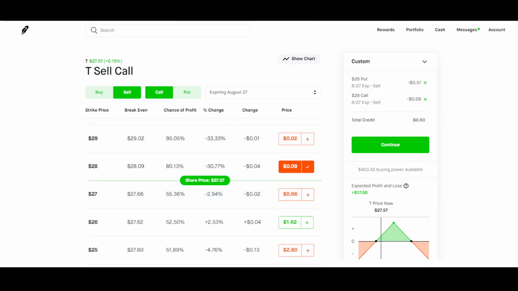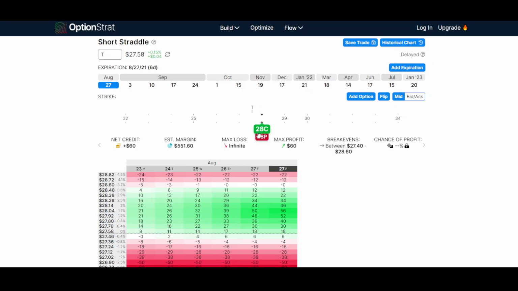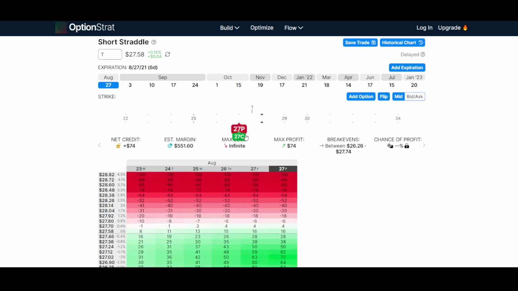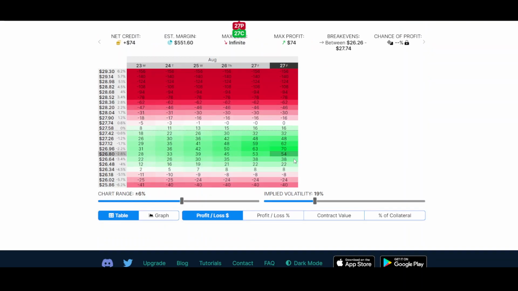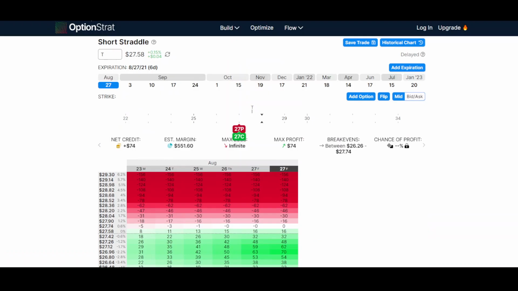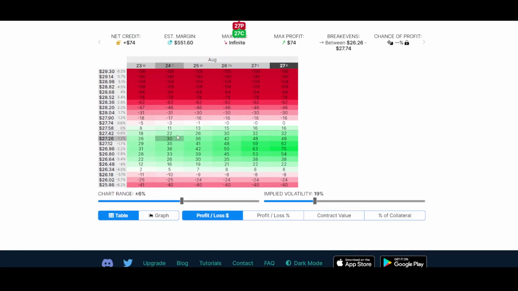Let's set it up with the $27. So we'll move that there, move that there. So now if it drops a little bit, you can start to see what it'll look like. So I always recommend you come over here to Option Strat to check out exactly how this will look day by day.